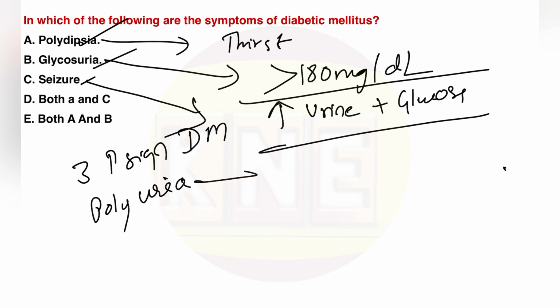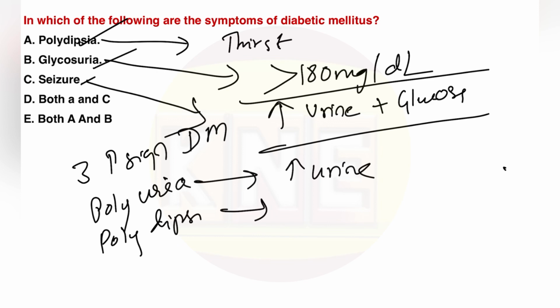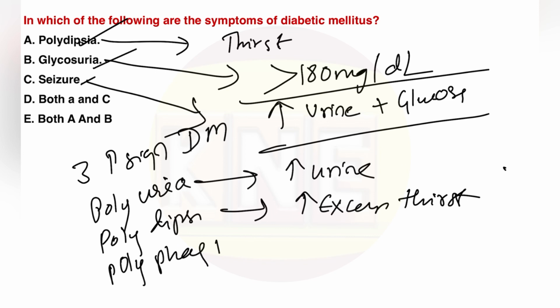Polyuria, there is a presence of increased urine output, and there is a presence of polydipsia, that means there is a presence of excess thirst. And another one is polyphagia, that means they want to eat more.